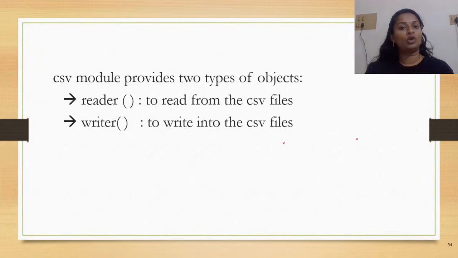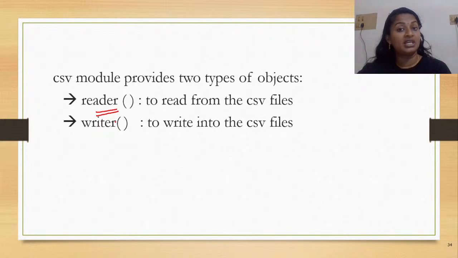So moving on to a detailed discussion. The CSV module provides two types of objects. Now, what would be the two types of objects for? Definitely for reading as well as for writing. Now, let's see the objects.